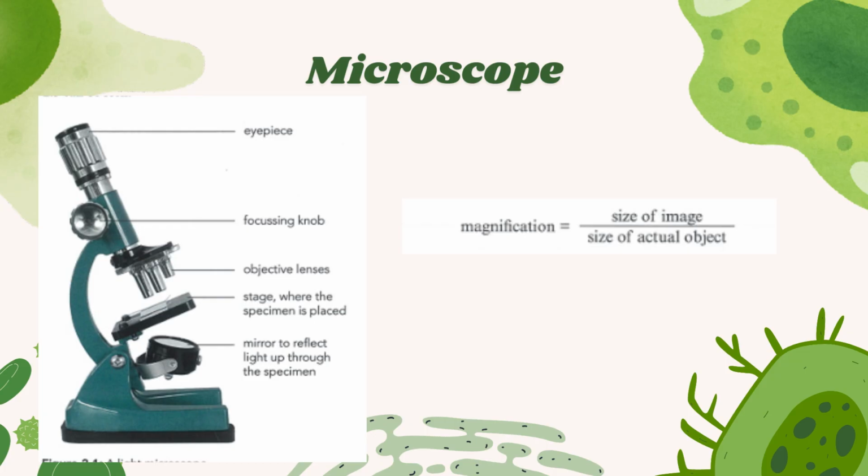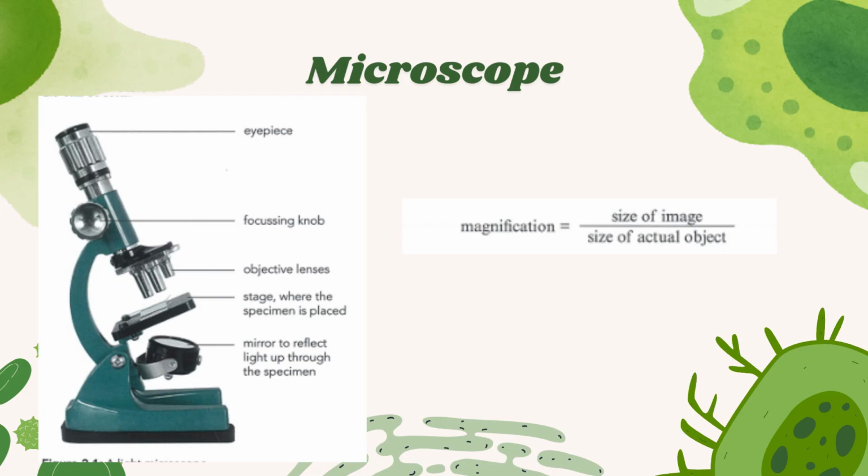In most papers there is a common MCQ question related to magnification. Magnification means we can see the size of the specimen by increasing its size. That means size of image divided by size of actual object is equal to magnification.